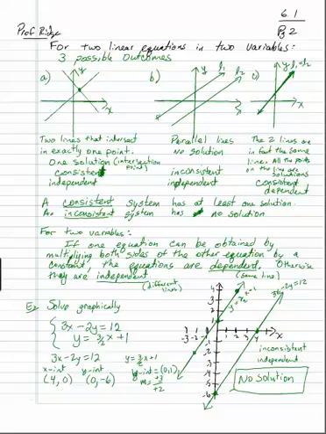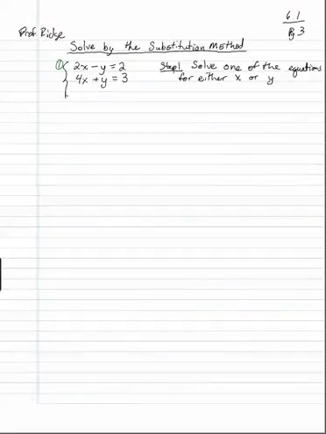On to the substitution method. So we're going to solve this one by the substitution method. Our first step is you're going to solve either equation for either x or y. So you have basically four choices. You can solve equation 1 for x, equation 1 for y, equation 2 for x, or equation 2 for y. So any one of those four. I like to label, that's equation 1, equation 2.